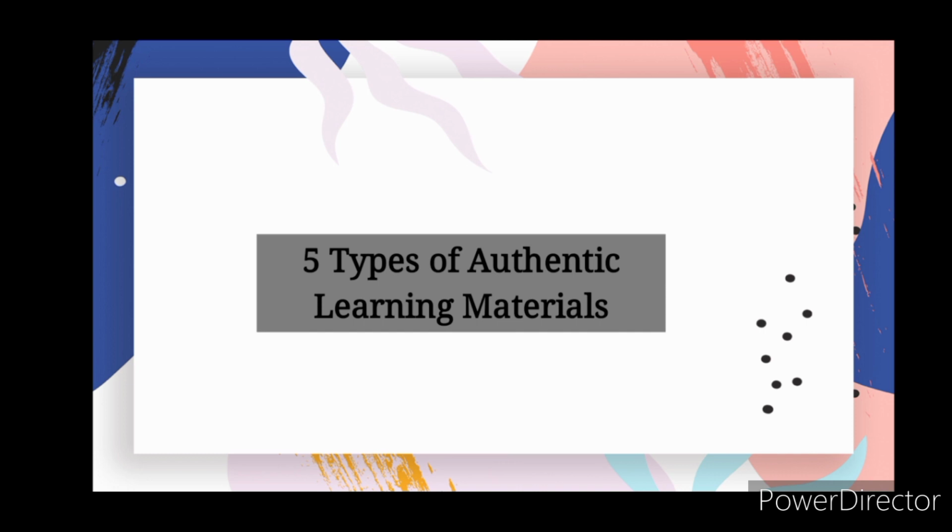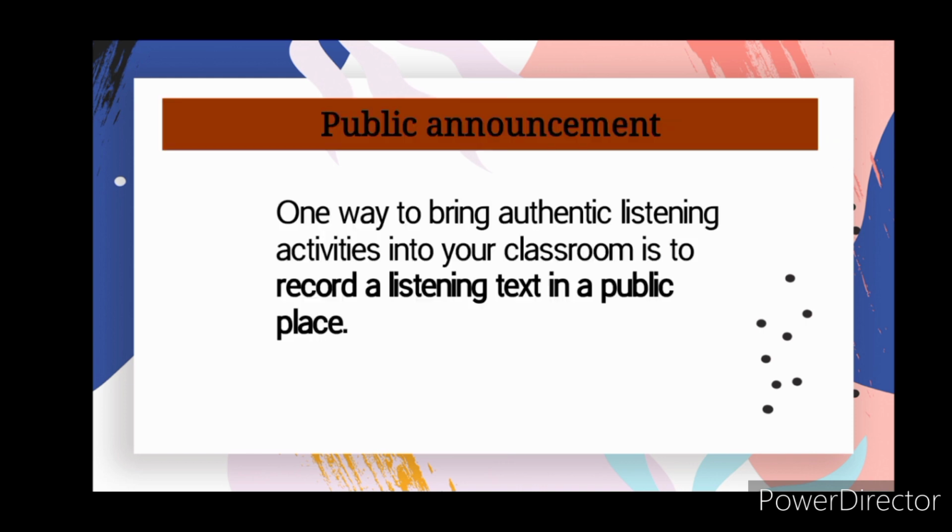Now we have another subtopic, the 5 types of authentic learning materials. The first on the list is public announcement. One way to bring authentic listening activities into your classroom is to record a listening text in a public place. This type of listening text will have audible distractions and interference while still presenting information to your students.